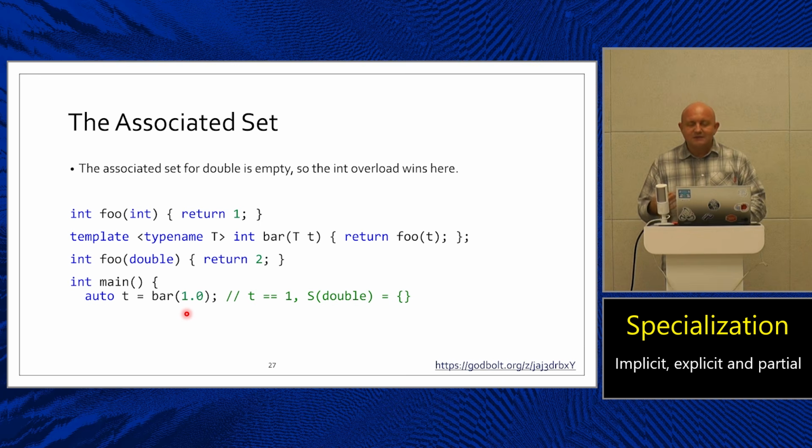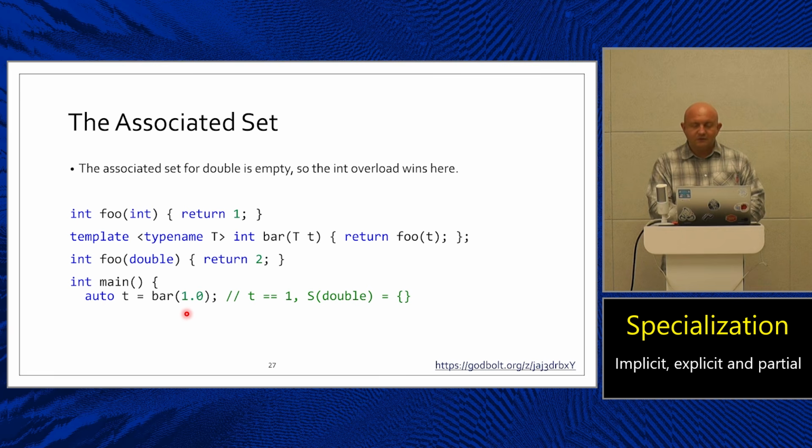However, the associated set for the fundamental type double is empty. So it is looked up nowhere. This means that the second phase lookup won't find our new foo(double) function. It doesn't belong to any associated namespace of double. Therefore, the lookup falls back to what was found in the first phase, the foo(int) function, which is chosen through the standard conversion from double to int. So the value of t will be 1.